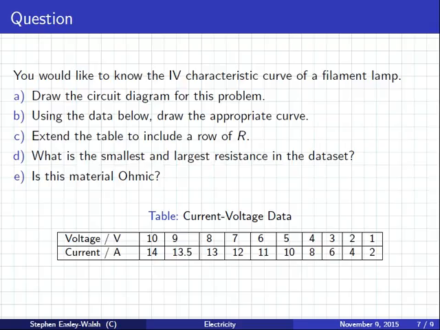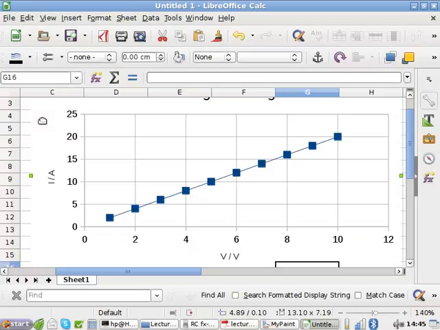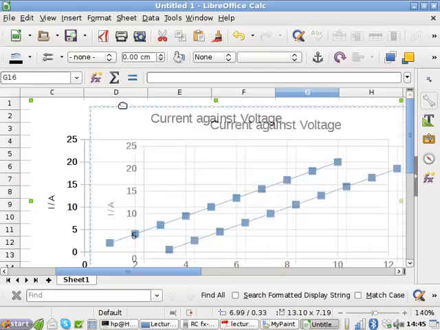Alright, settle down now. Okay, did you copy this table? Yeah? Okay, so the first one is draw the circuit, but I don't need to do that because we drew the circuit earlier. The second part is draw the curve. I already have the curve drawn, but I just need to change the numbers. Let me just move this over here.